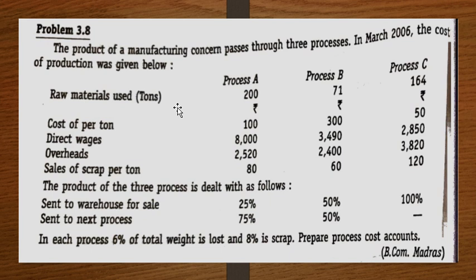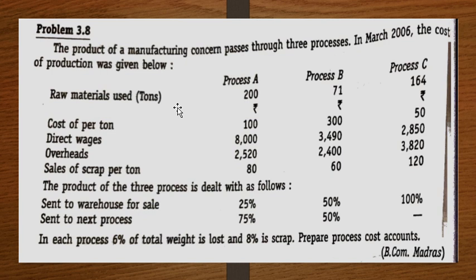Raw materials used per ton is 200 tons, 71 tons, and 164 tons. Cost per ton is 100, 350. Direct wages 8,000 for process A, process B it is 3,490, for process C 2,850. Overheads 2,520 and 2,400 and 3,820. Sales of scrap per ton is 80, 60, 120.